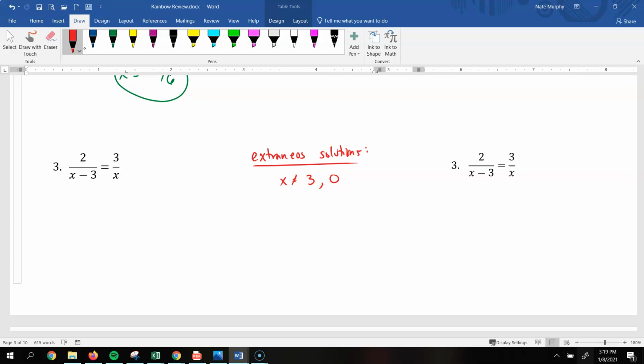Okay, so we just want to make sure that we do not have these as any of our solutions. All right, so my LCM for this problem is going to be x times x minus 3. So we're going to multiply everything times x minus 3.